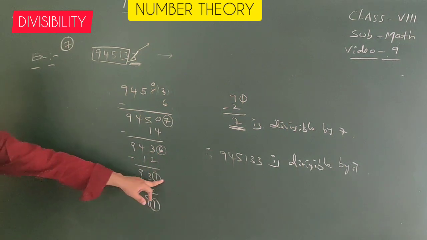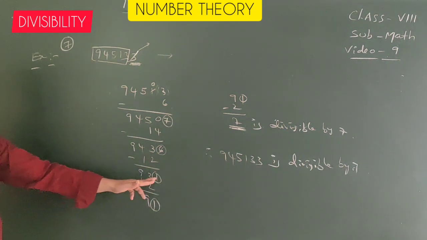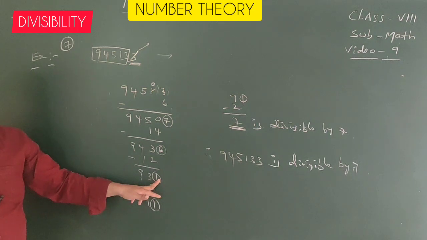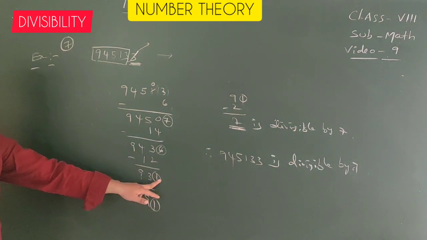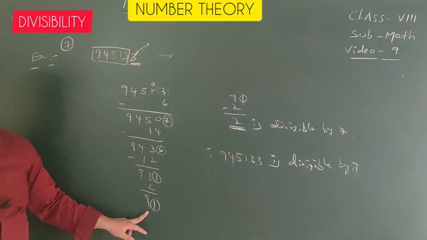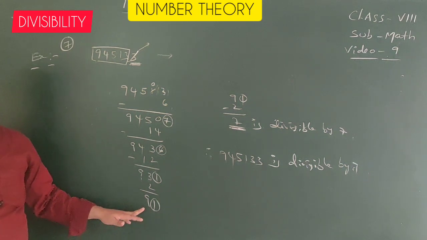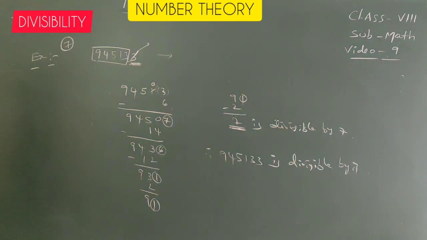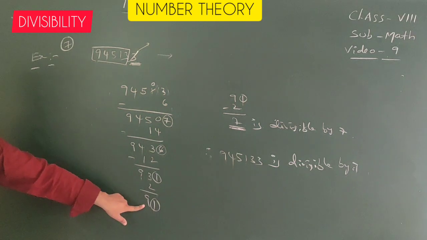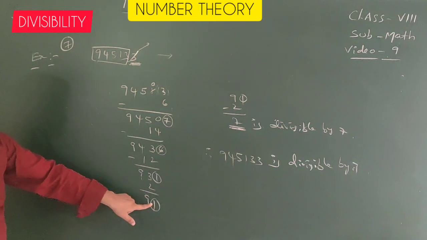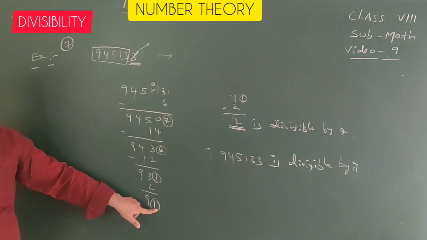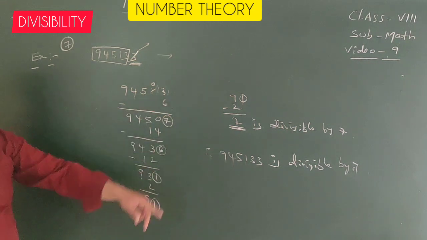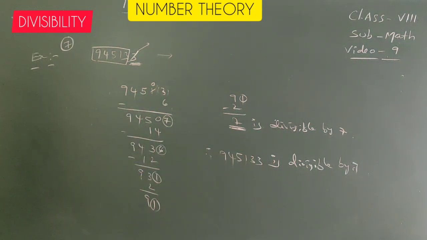Again we don't know whether 931 is divisible by 7 or not. So here the last digit is 1, twice the last digit is 2. So 93 minus 2 is 91. If you know 91 is divisible by 7, we can say that the given number is divisible by 7. Okay, 13 sevens are 91. If you know, stop here. Otherwise, again twice the last digit, that is 2, subtract from 9. You got 7. So now 7 is divisible by 7.